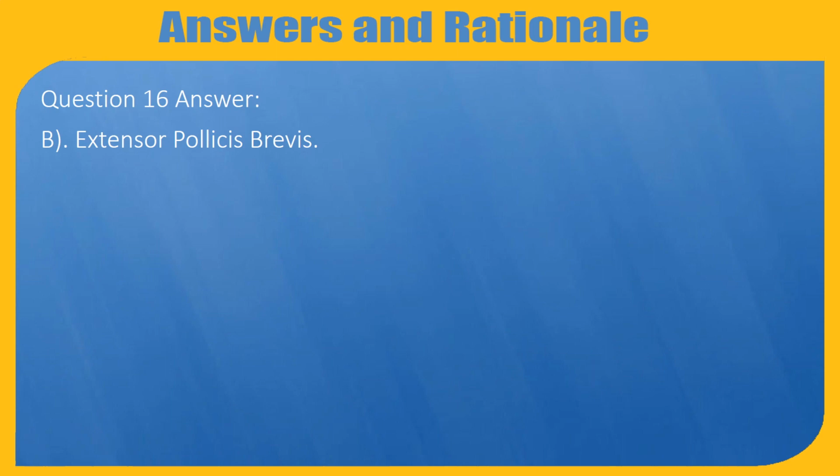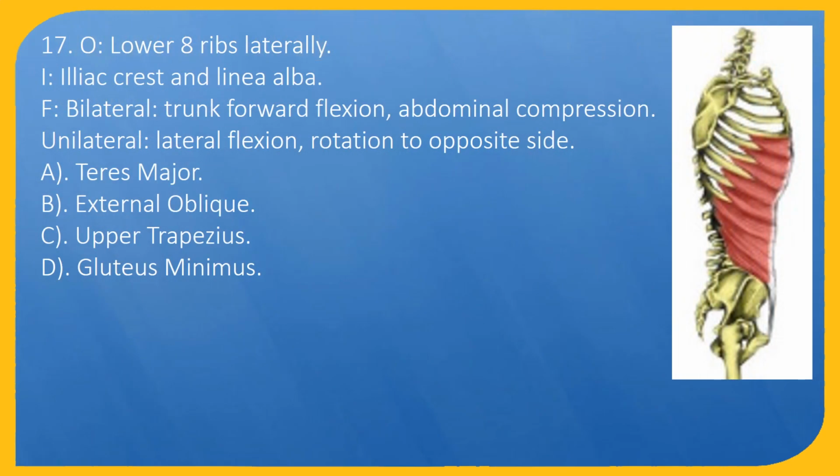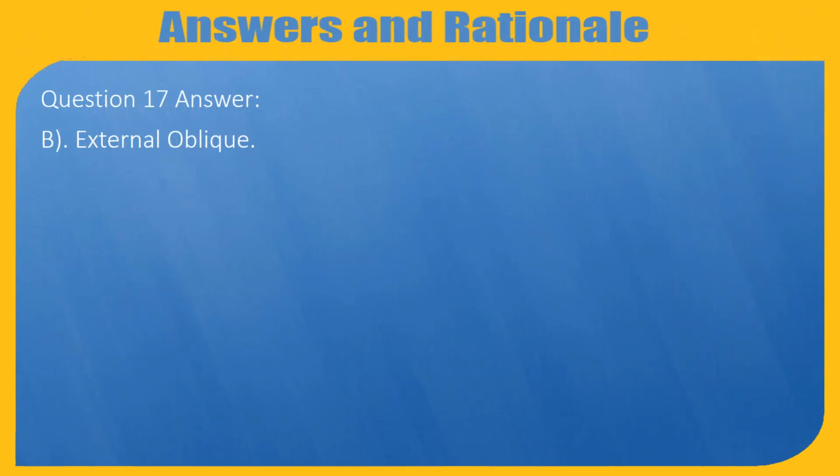Extensor Pollicis Brevis. Question 17. O: lower ribs, ipsilaterally. I: iliac crest and linea alba. F: bilateral, trunk forward flexion, abdominal compression. Unilateral, lateral flexion, rotation to opposite side. A. Teres major. B. External oblique. C. Upper trapezius. D. Gluteus minimus. Question 17 Answer, B. External oblique.